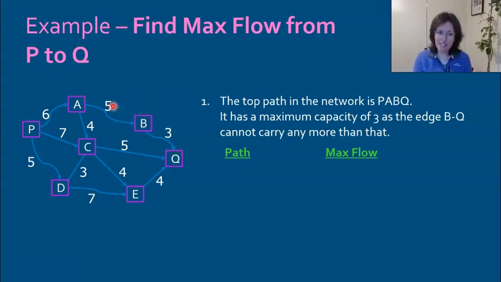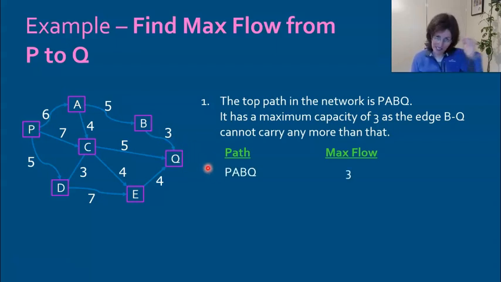Yes, A and B and P to A could carry more, but it doesn't matter because by the time you get to here, B to Q, the most, let's say, cars that can go through in a minute is 3. So then it doesn't matter if all of these cars have arrived at B earlier, no more can get through. So we need to look at the actual flow for here.